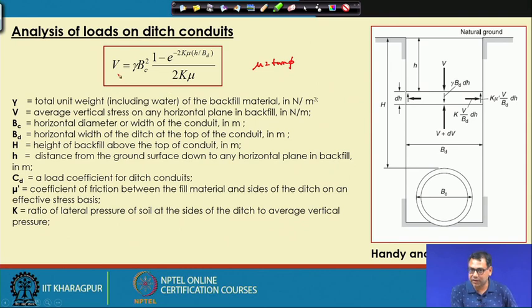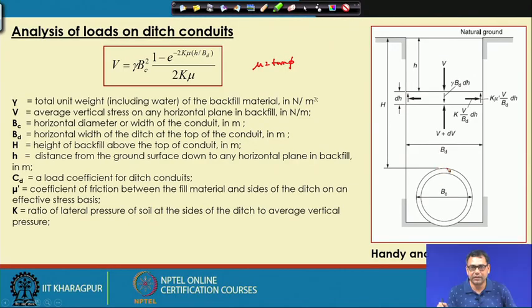Remember that here it is not the stress, because in the previous case sigma V was the stress, but here it is the force. So now you have to multiply it to get the force. So, directly you get how much force is acting on the conduit. Okay, so this is one thing.